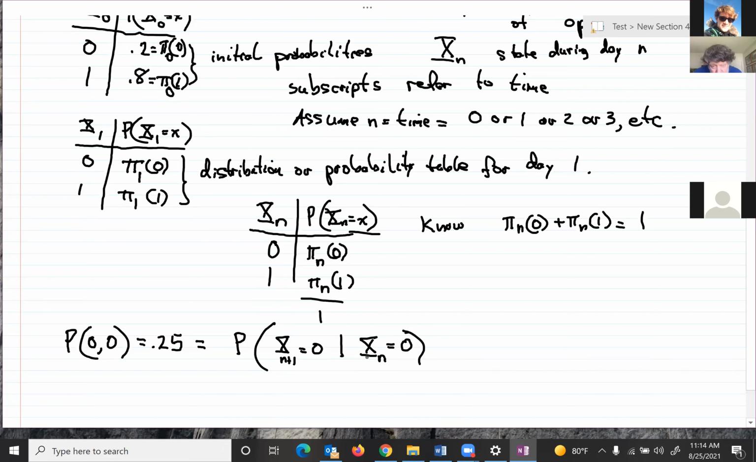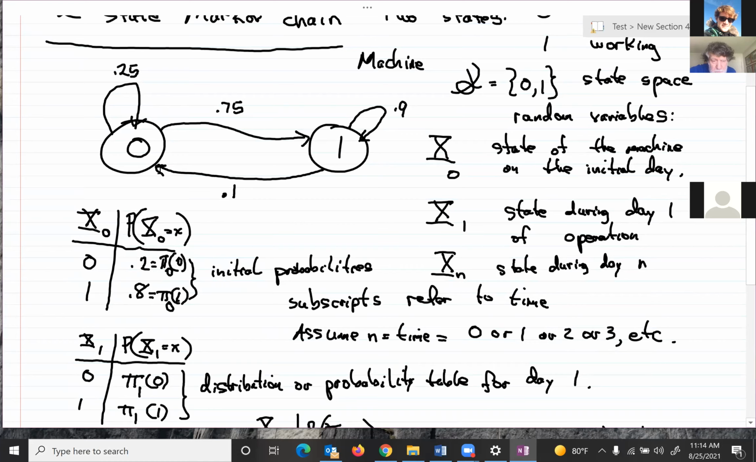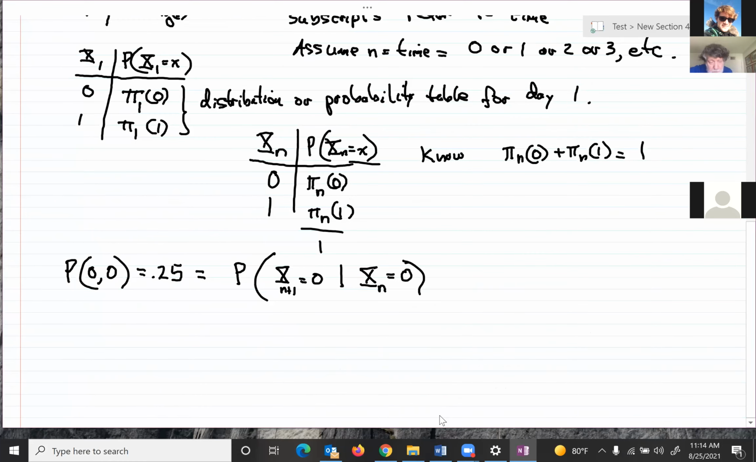Well, that means you've gone from 0 to 0, which means what? It wasn't working today, and it's not going to be working tomorrow. And that has, according to what we set up above here, a probability of 0.25. Well, now that we've done it from 0 to 0, it's sort of easy to do the other ones. The transition probability going from 0 to 1 by our picture would be 0.75. And that would be this conditional probability.